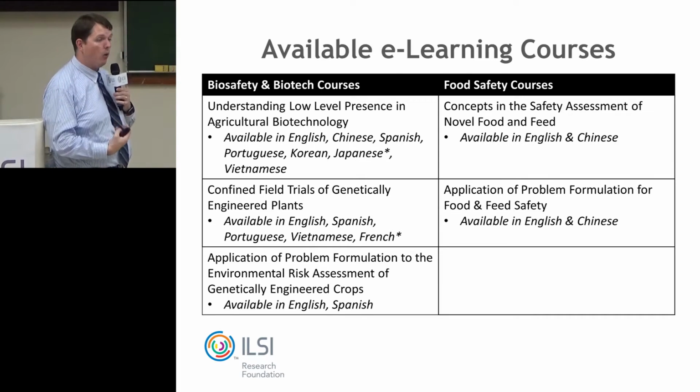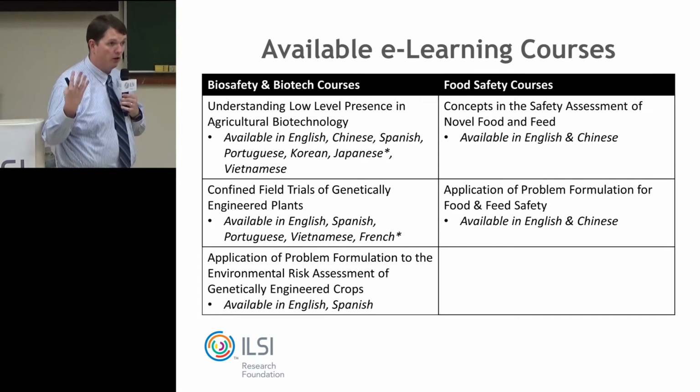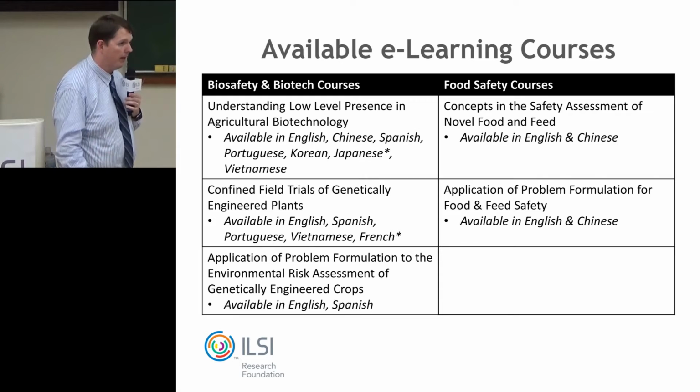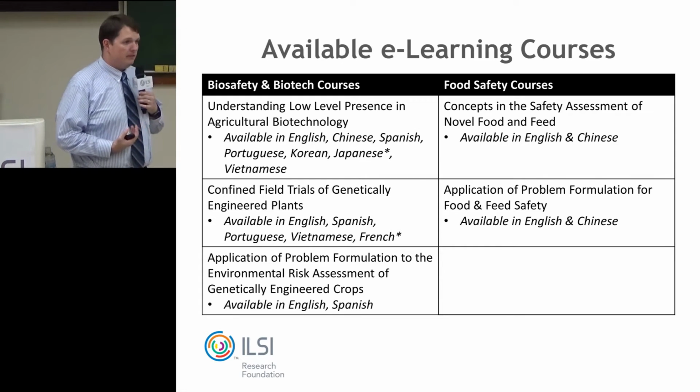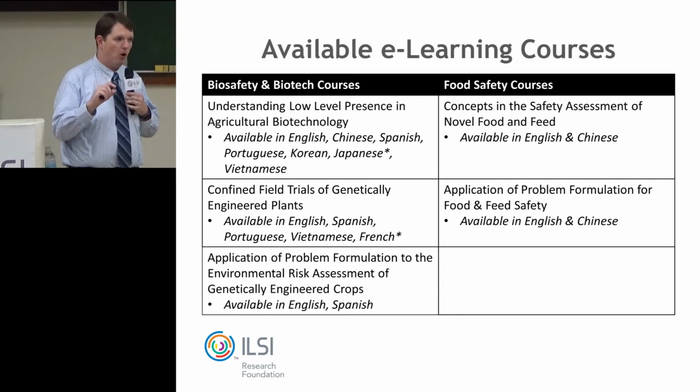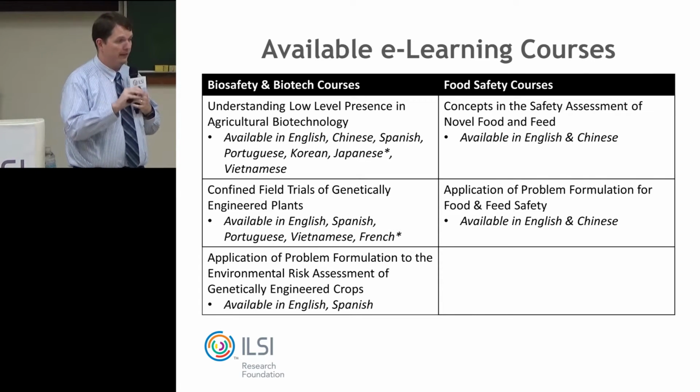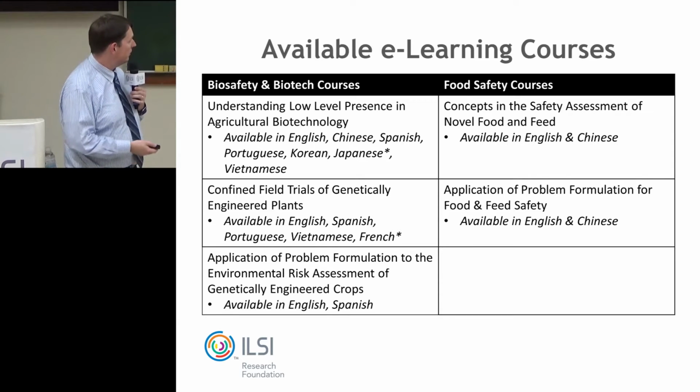So right now, we have 5 modules that are completed in the e-learning program. One is on understanding low-level presence. So this is when you have a small amount of an unapproved biotech variety mixed in with a variety that's either a conventional variety or an approved biotech variety. And it's just an informational resource.